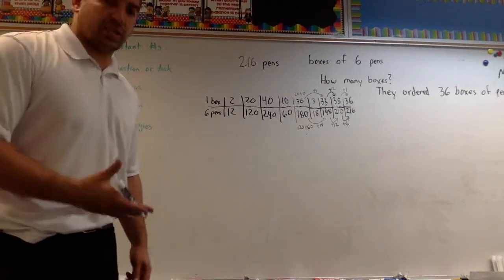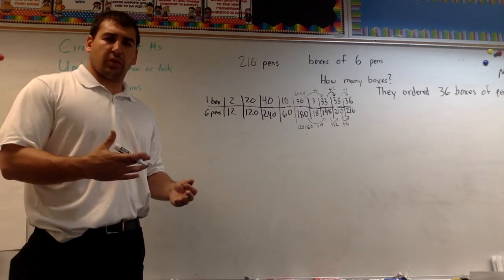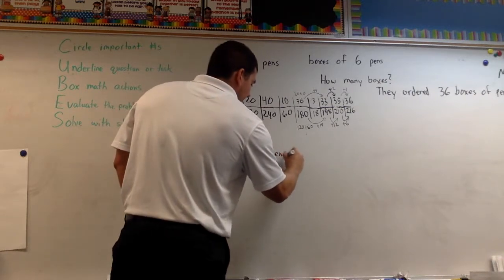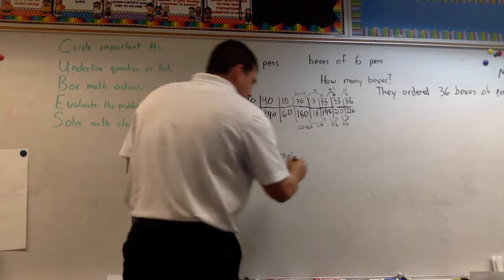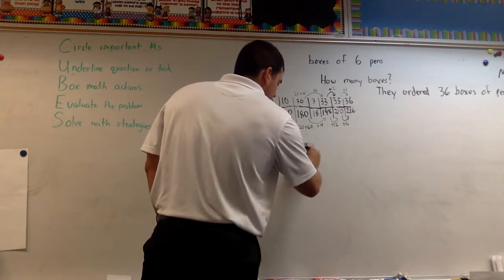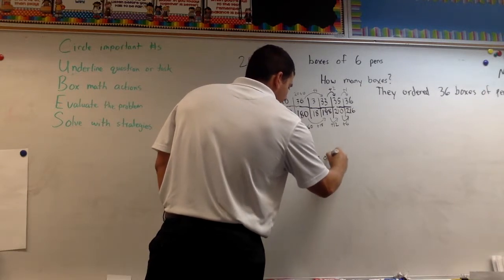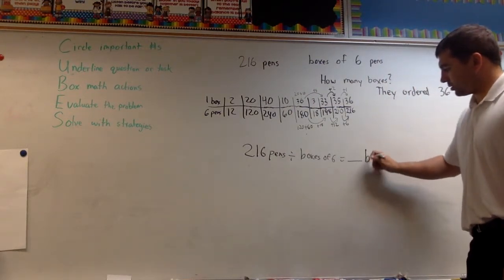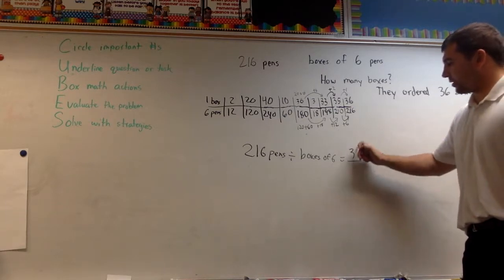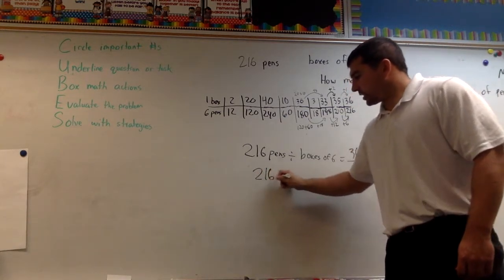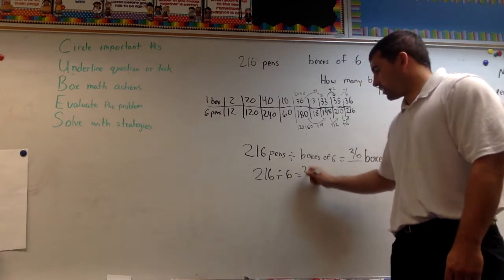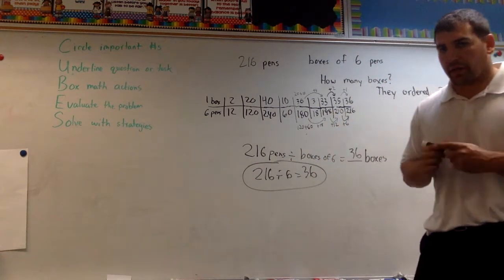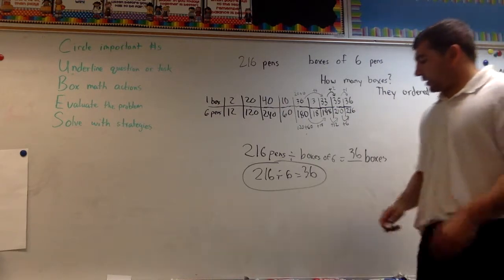And now we also need to write an equation. We kind of solved it, but what's the equation that goes with it? Well, we had 216 pens. We divided those into boxes of 6, which gave us the number of boxes, which we found out was 36. So we did 216 divided by 6 is 36. So here is our equation.